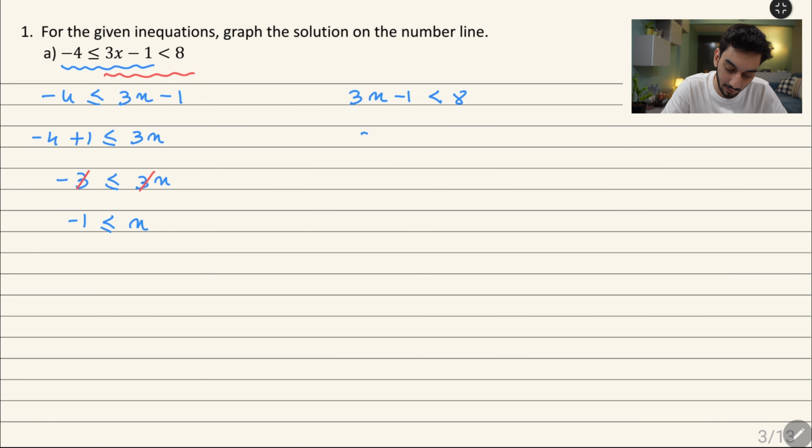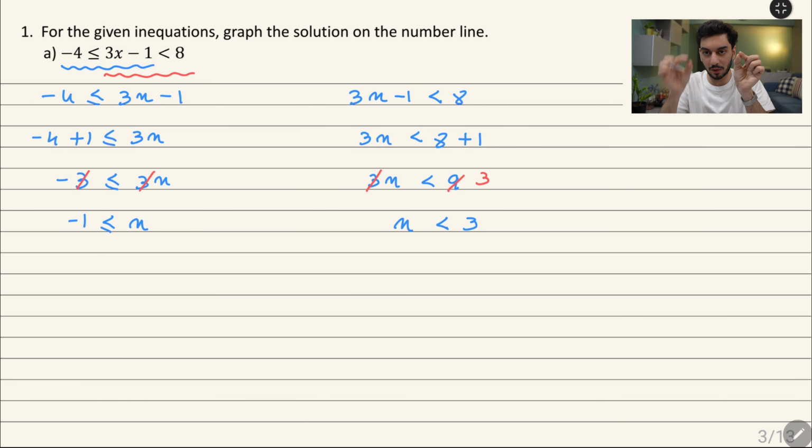Over here, I can send the 1 to the other side. So 3x is less than 8 plus 1, and 3x would be less than 9. And when I cancel this out, 3 times 1 and 3 times 3, I got x to be less than 3. Now I need to combine these two things. So I can see that there is an x over here, there is an x over here, just fuse them. Okay. So my final answer would be negative 1 less than or equal to x less than 3. Okay, that is my final answer.